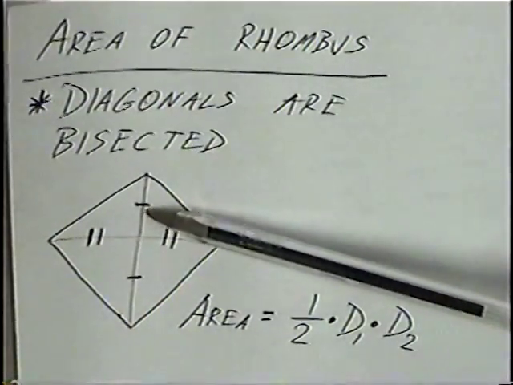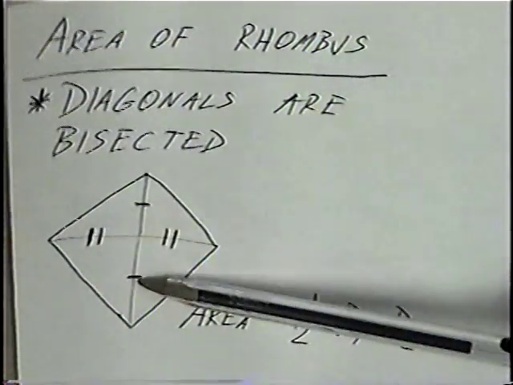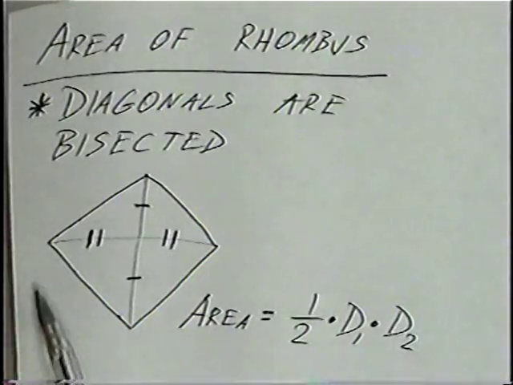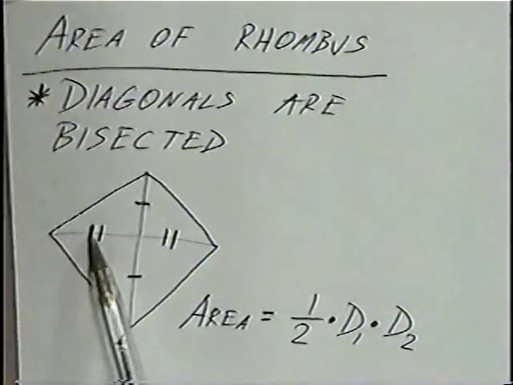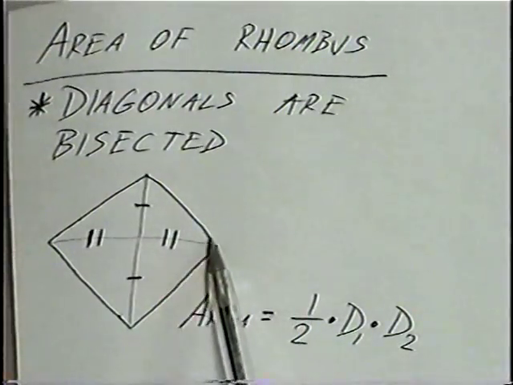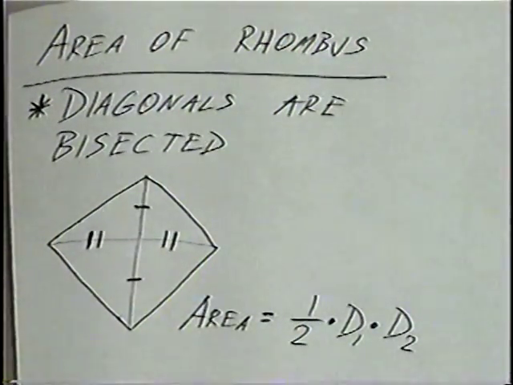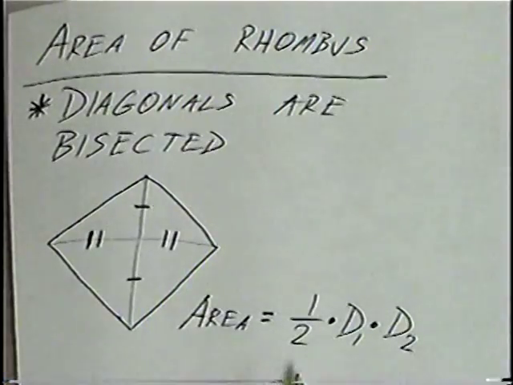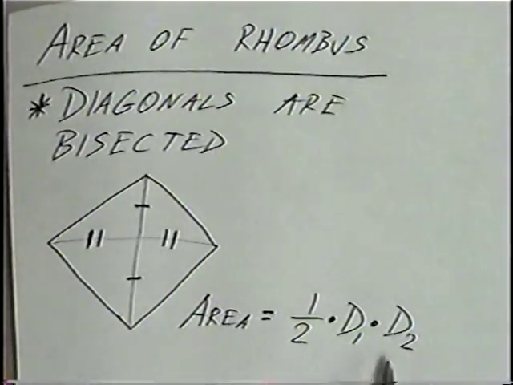In geometry, if you have the same hash marks, that means those sides are equal or congruent. And the other diagonal, which has two hash marks on both sides, means the left-hand side is equal to the right-hand side. The area of the rhombus is the same formula, 1/2 times the length of each diagonal.